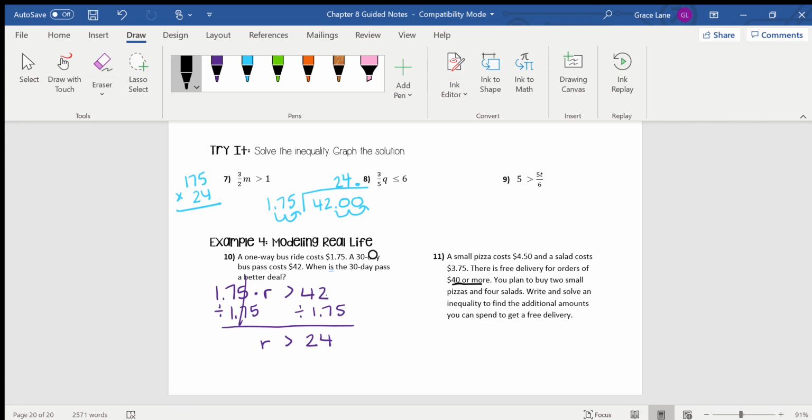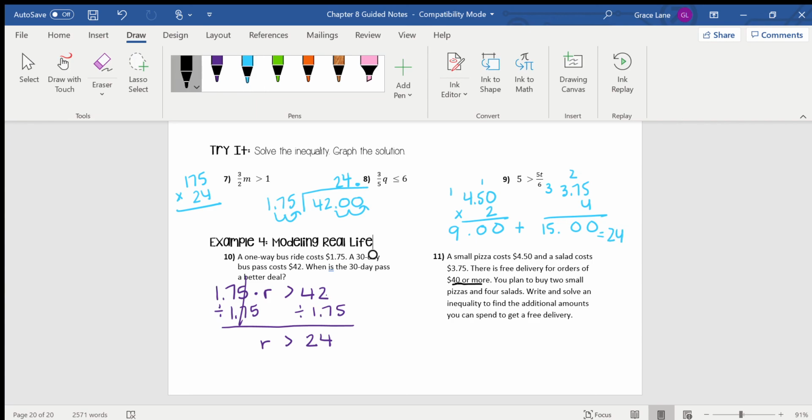So first, I guess you need to figure out how much you're spending on pizza and salad. So a pizza is $4.50. You're going to buy 2 of them. So $4.50 times 2 is $9. And you're going to buy 4 salads. That's $15. So if you add those, you will end up spending $24 on pizza and salads.